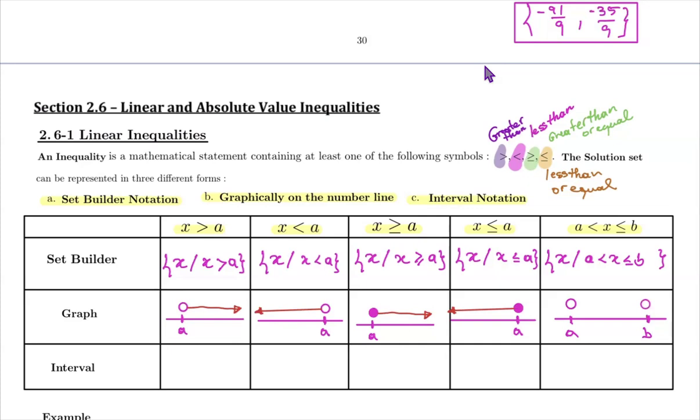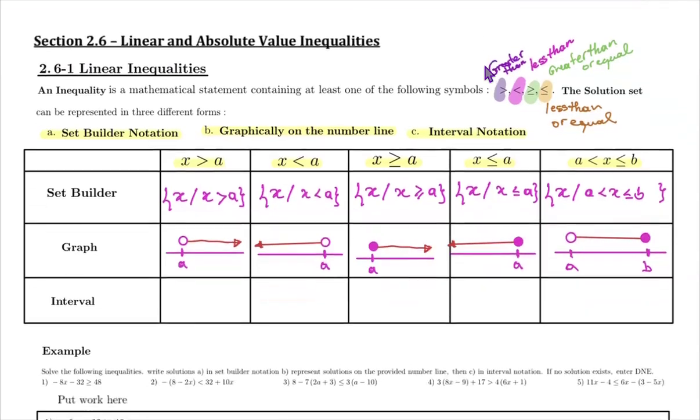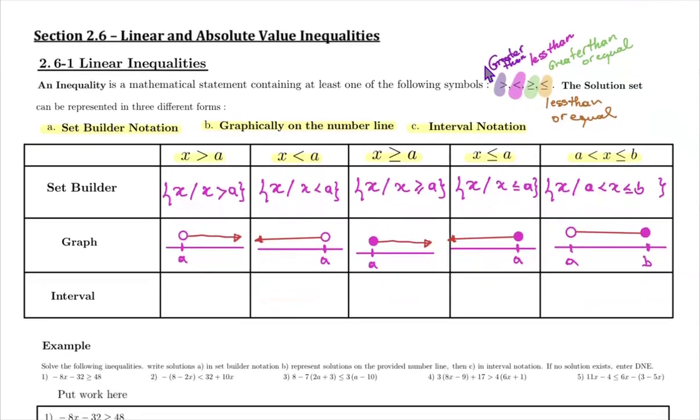So the solution will be everything in between A and B, and B is included with a closed circle. Now with the interval notation, we should remember, if you're going to the right, that means the bigger the numbers get, you still can have them as part of the solution. And the biggest number imaginable would be positive infinity.